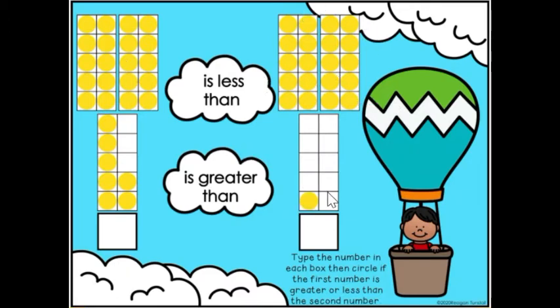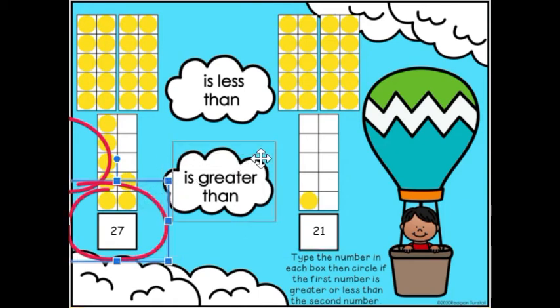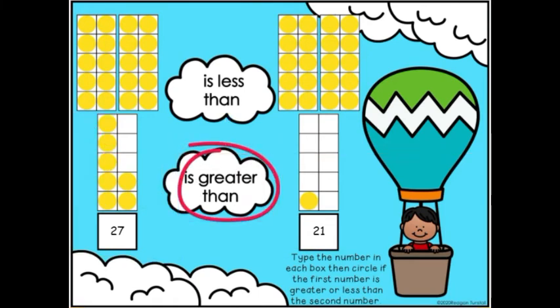27 and 21. So which one has more of the 10 frame filled up? That's right. This would be the box that has more of the 10 frame. And I would type in 27, and over here I'm going to type in 21. And then I'm going to say that 27, I would want to eat that if that were cookies, right? So 27 is, and I'm going to put greater than 21.